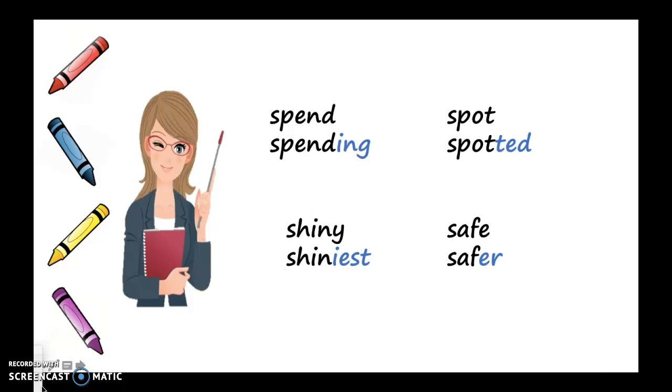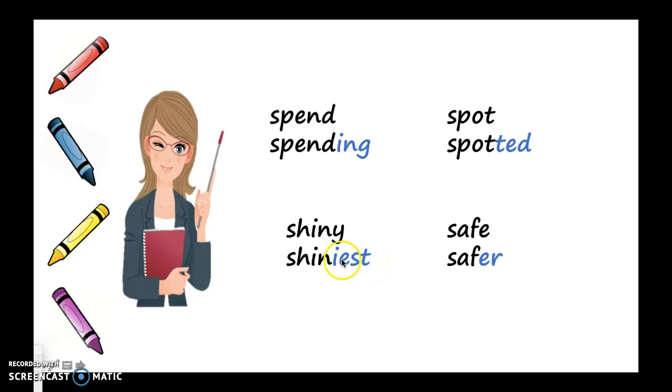Let's take a look at these four base words. We have spend, spot, shiny, and safe. When we add on the endings ing, ed, est, and er, these words become: spend becomes spending, spot becomes spotted, shiny becomes shiniest, and safe becomes safer.